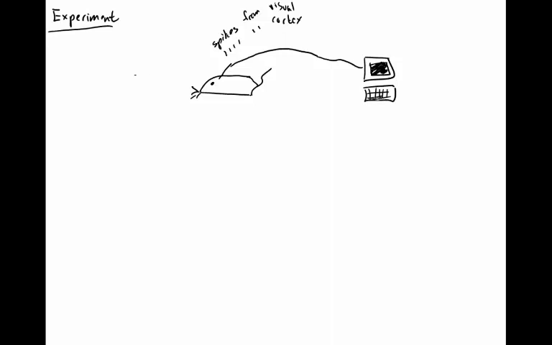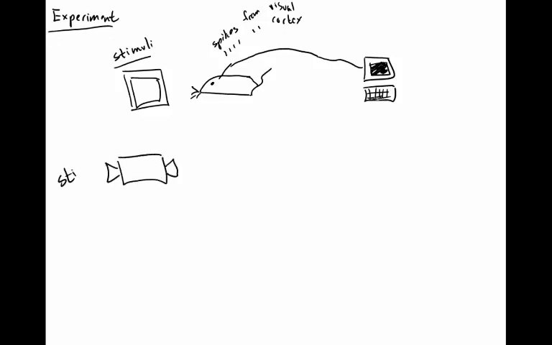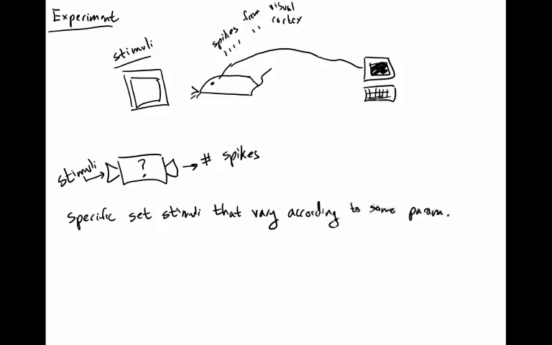In front of the mouse, there's another computer that is programmed to display different images or different stimuli at different times. And the goal really is to understand in some sort of systematic way how the stimuli presented to the mouse give rise to different numbers of spikes in the neuron we're recording from. So the main trick to doing this is to choose not just images from Facebook or whatever to present, but to choose some specific set of stimulus images that vary according to some parameter.